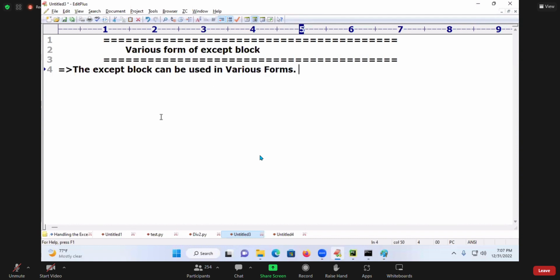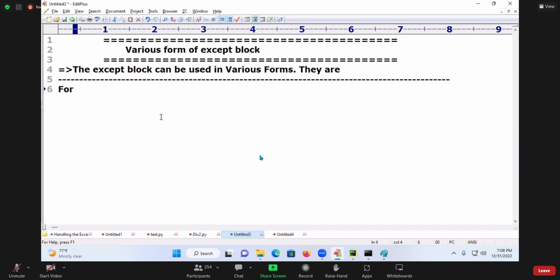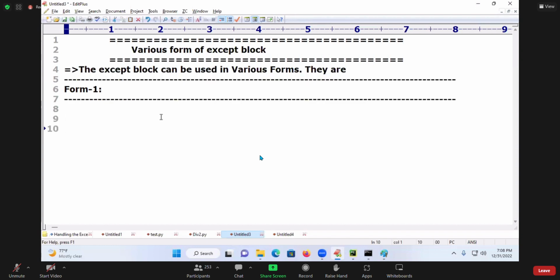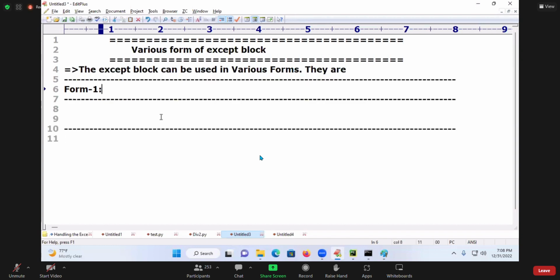The except block can be used in various forms. The first one I am going to talk about is form number one. Let's see form number one. What is the form number one I am taking?